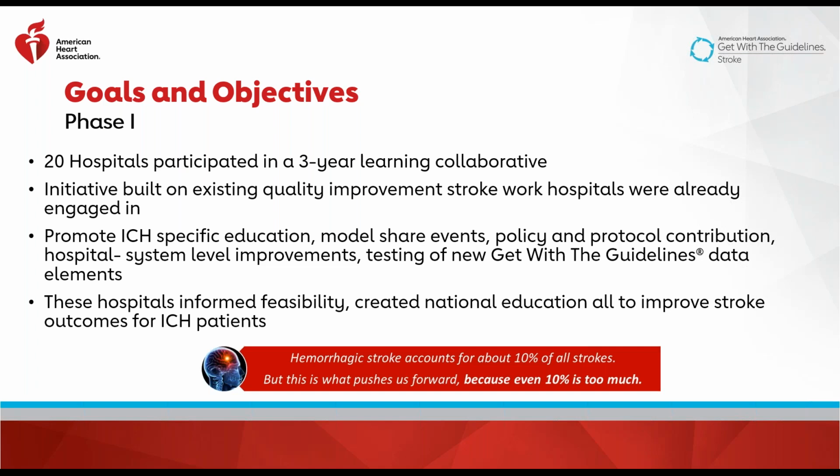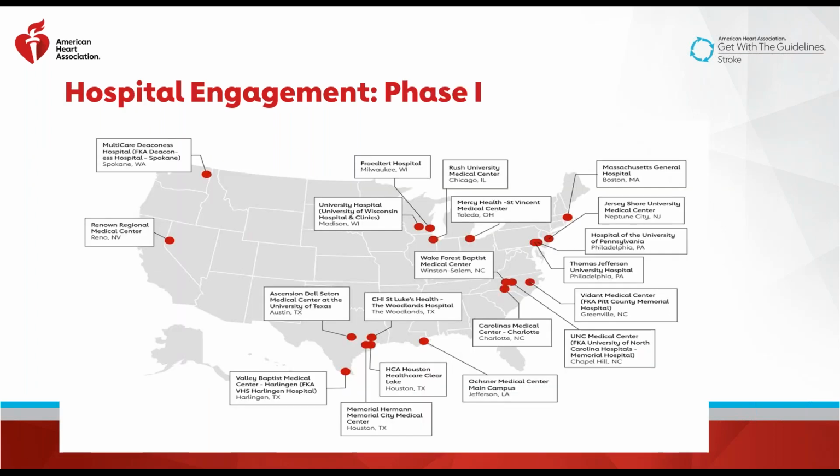So to assist in operationalizing these guidelines into actionable metrics, the Hemorrhagic Stroke Initiative was launched to support these efforts. Starting in 2020, we brought together 20 comprehensive stroke centers from around the country. And these hospitals participated in a 3-year collaboration which promoted ICH education, resource development, Get With The Guidelines measure testing, and protocol sharing, to just name a few of their joint efforts. Next slide. Here are the 20 phase 1 hospitals.